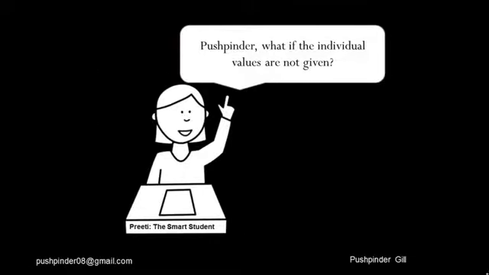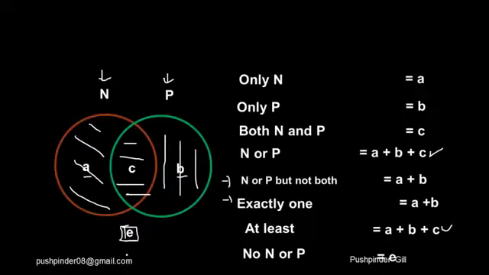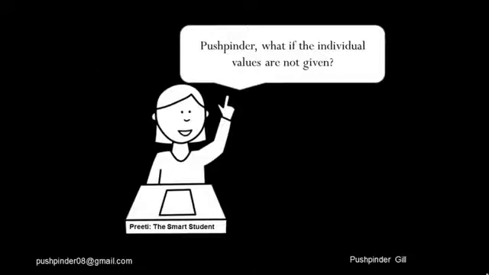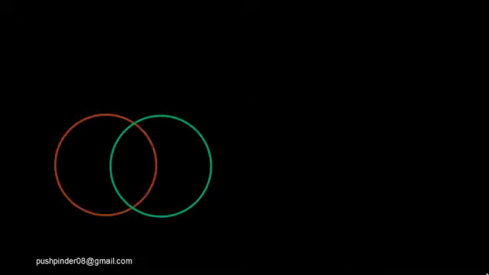Okay, so the smart student is asking me, what if individual values are not given? Yes, if you already have all these values, then he might ask you anything, and it's like an LKG question. But the question maker has to make the question a little bit tougher. So he's not going to give you the individual values. Very good question asked, Preeti. Instead, he's going to just give you the values of N and the values of P.